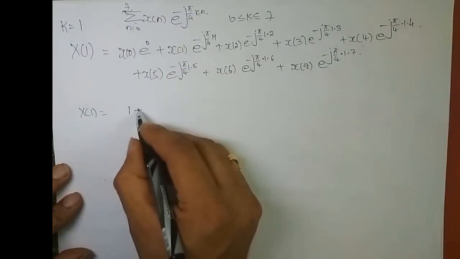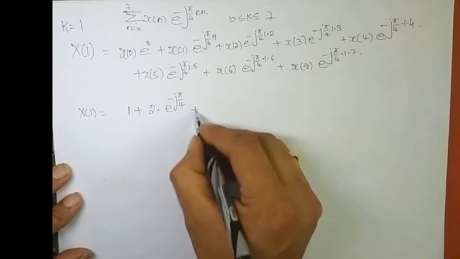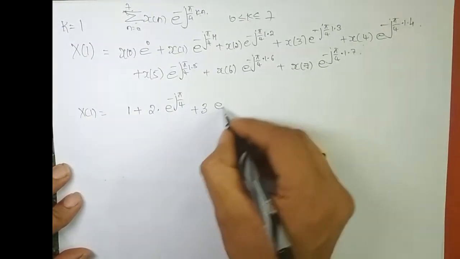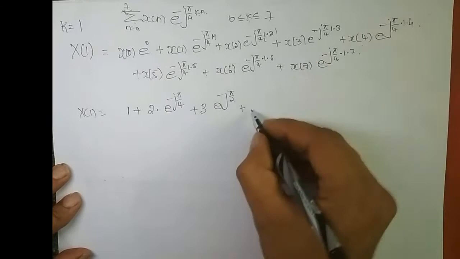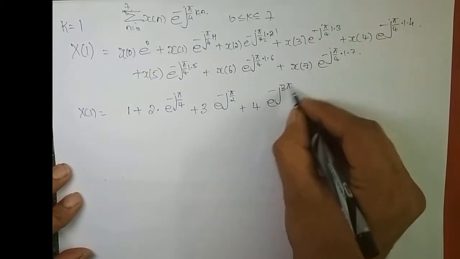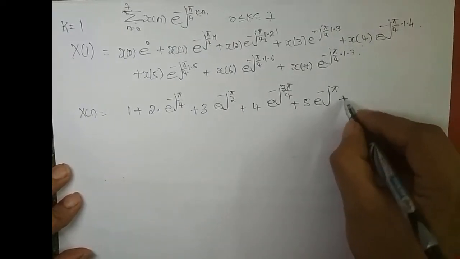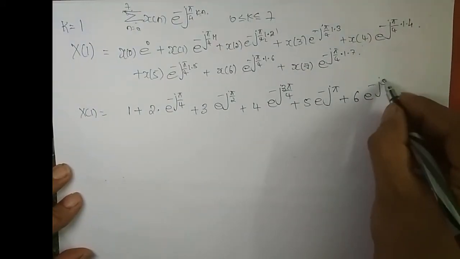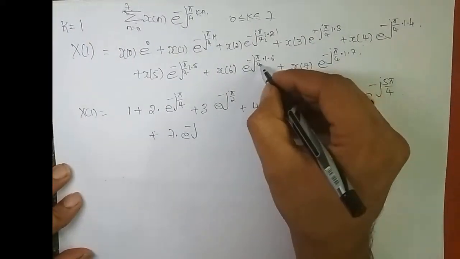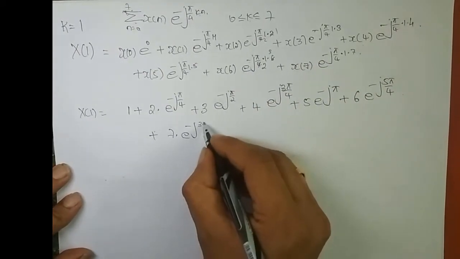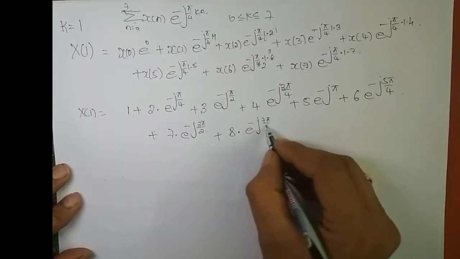What is the value of x of 0? It is 1, plus x of 1 is 2 into e power minus j pi by 4, plus x of 2 is 3 into e power minus j pi by 2, plus x of 3 is 4 into e power minus j 3 pi by 4, plus x of 4 is 5 e power minus j pi, plus x of 5 is 6 into e power minus j 5 pi by 4, plus x of 6 is 7 into e power minus j 3 pi by 2, plus x of 7 is 8 into e power minus j 7 pi by 4.